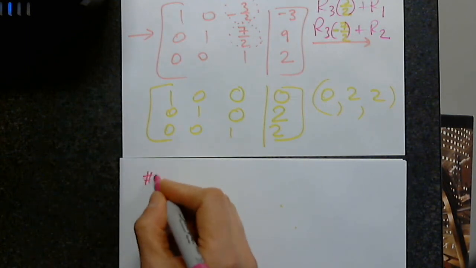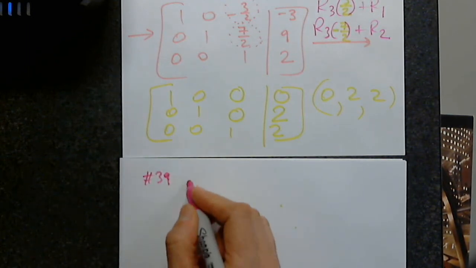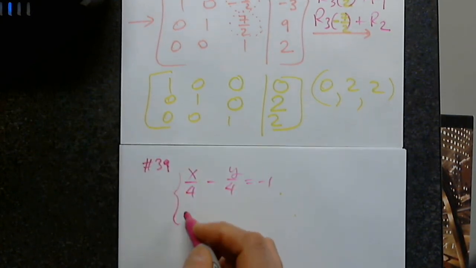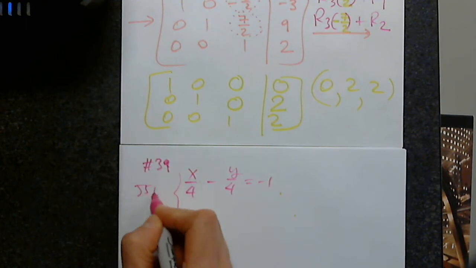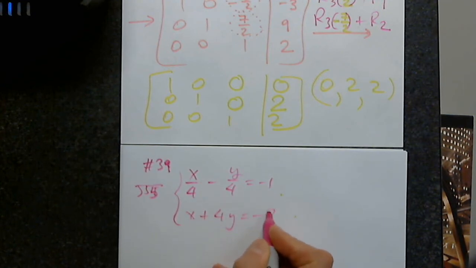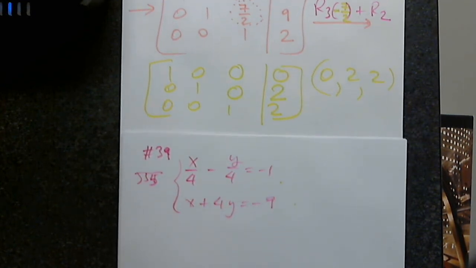I'm going to choose 39 if you don't have your books. So x over 4 minus y over 4 equals negative 1, and x plus 4y equals negative 9. It's on page 555. Kathy, you need more time? You need help? No, I just keep hitting the wrong button.